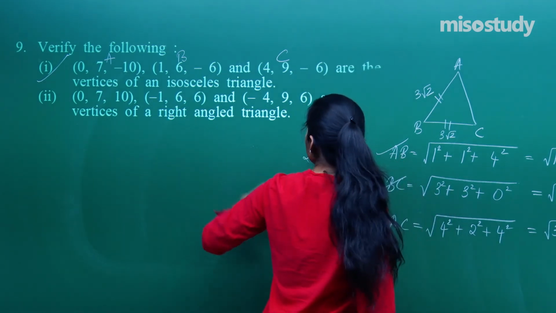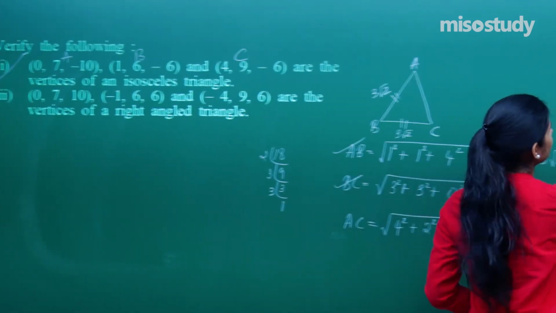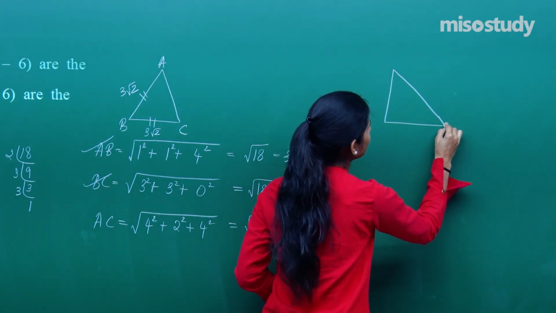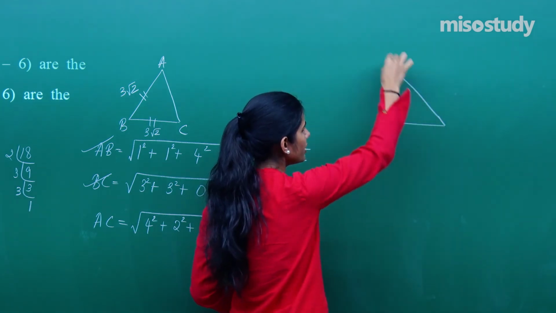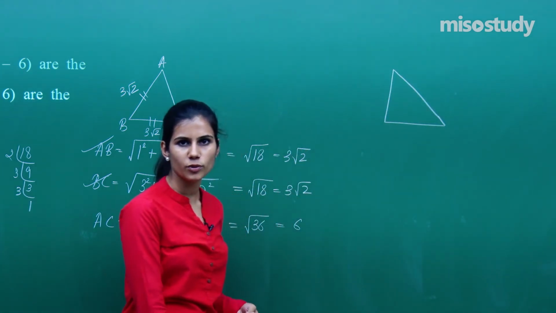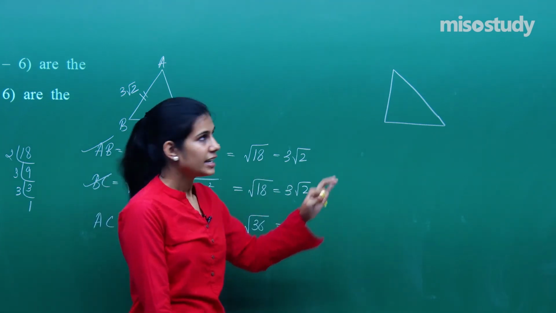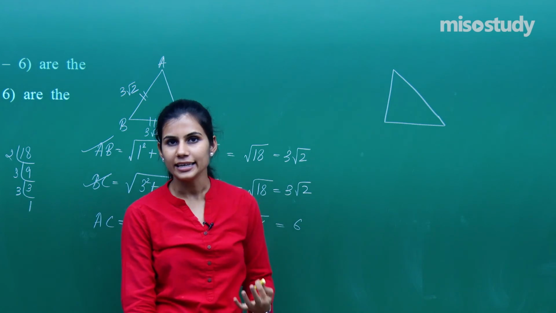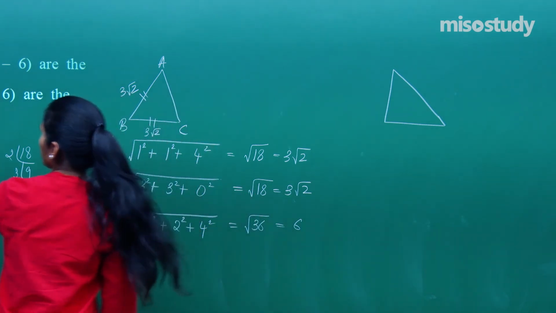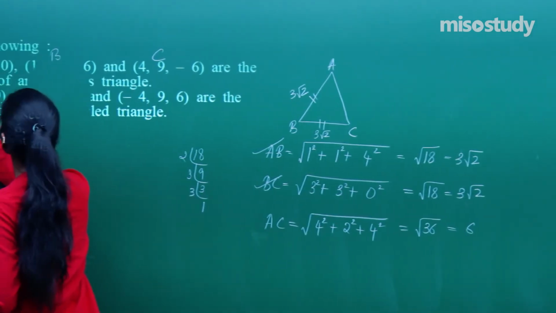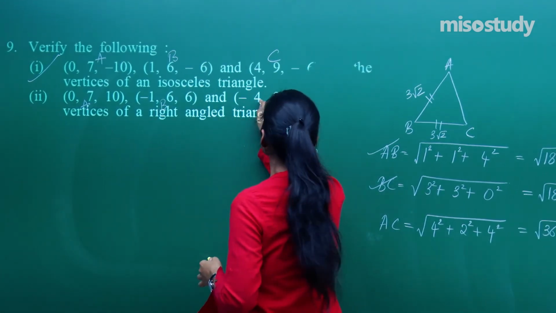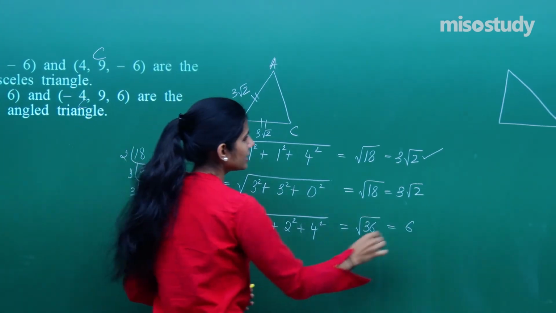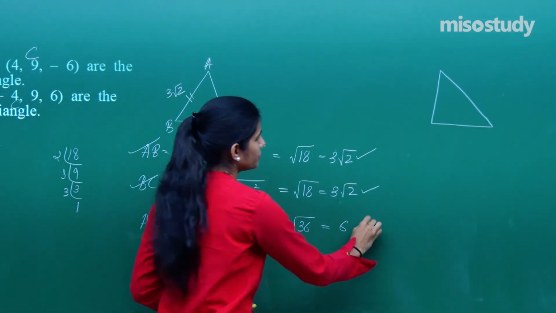Next I have a different set of vertices. Are they vertices of a right angled triangle or not? For these to be vertices of a right angled triangle, I should be getting hypotenuse square is equal to base square plus perpendicular square. But wherever A, B, C are placed, I will actually have to calculate AB, BC and AC again. If you calculate AB, considering this as A, this as B and this as C, you will find that AB again comes out to be 3 root 2, BC again comes out to be 3 root 2 and AC comes out to be 6 again.